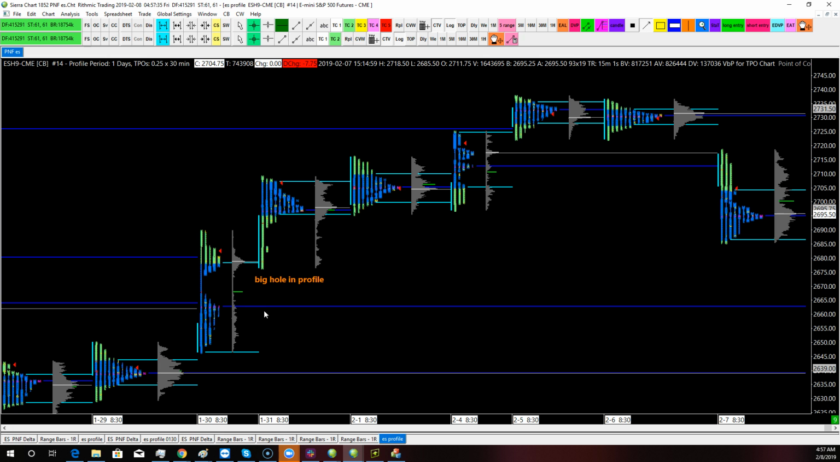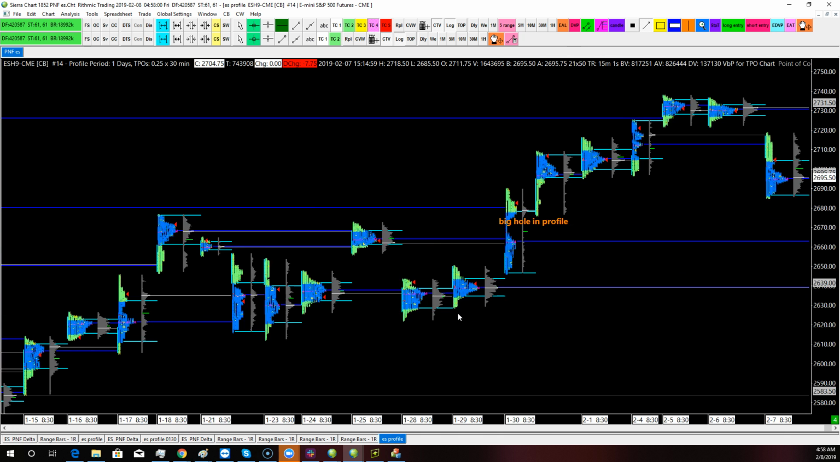Both volume and TPO profiles have naked points of control. The market likes to travel to those points, re-examine those locations, and then generally you will find responsive buyers in those areas. That's a rule of thumb. So what you will find is that these areas tend to act as magnets.